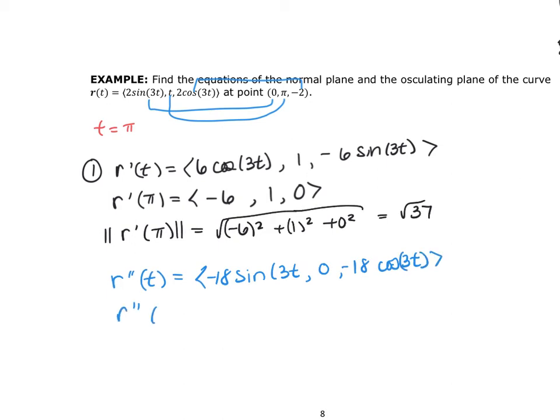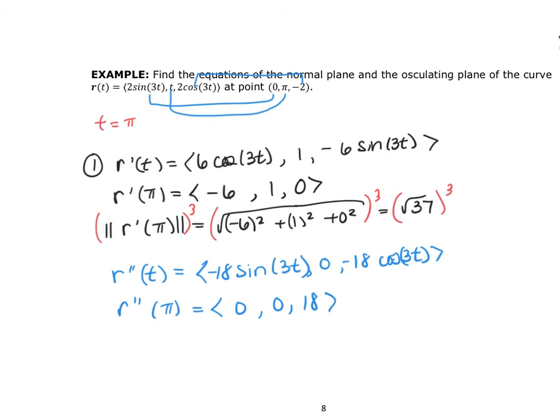R double prime evaluated at pi is going to give me 0, 0. Ooh, that's nice. And then 18. So that's really nice. So I've found my modulus. And I know at some point I'm going to have to cube this. I kind of did this one out of order because I just got so excited.